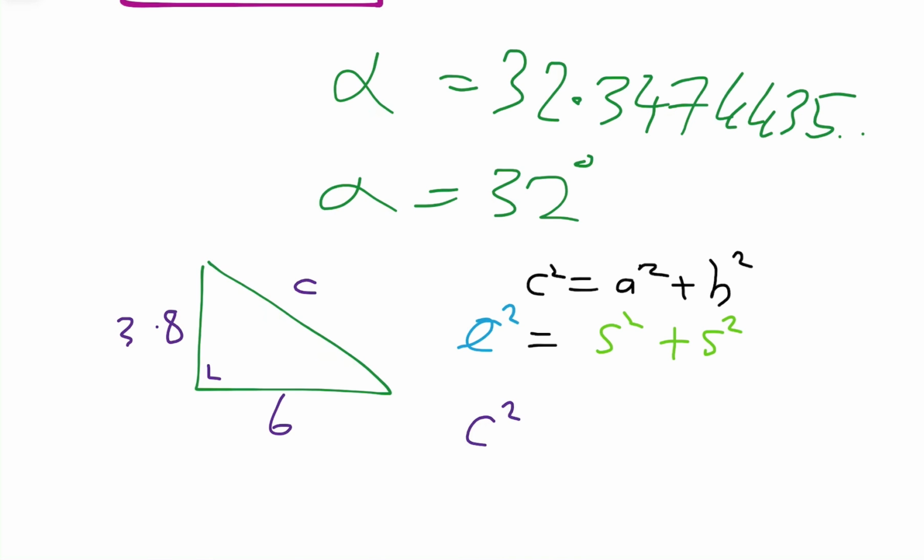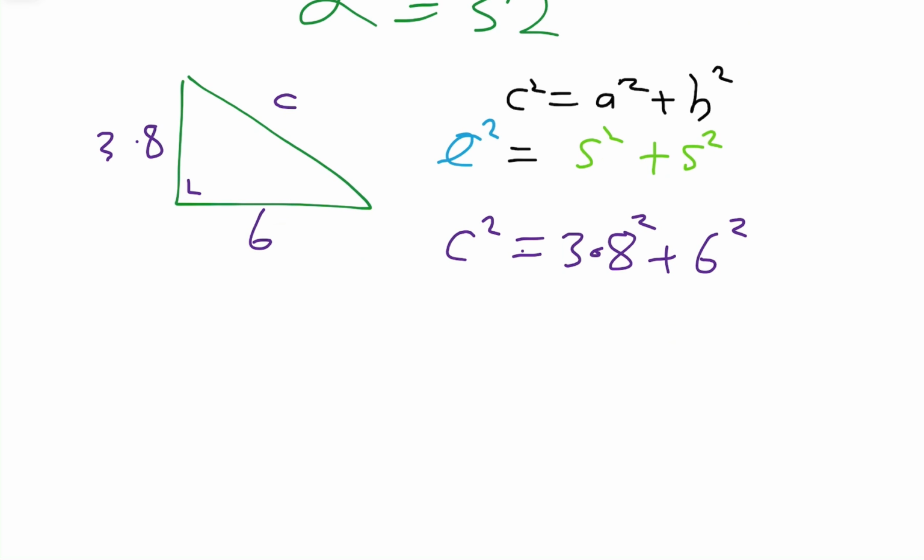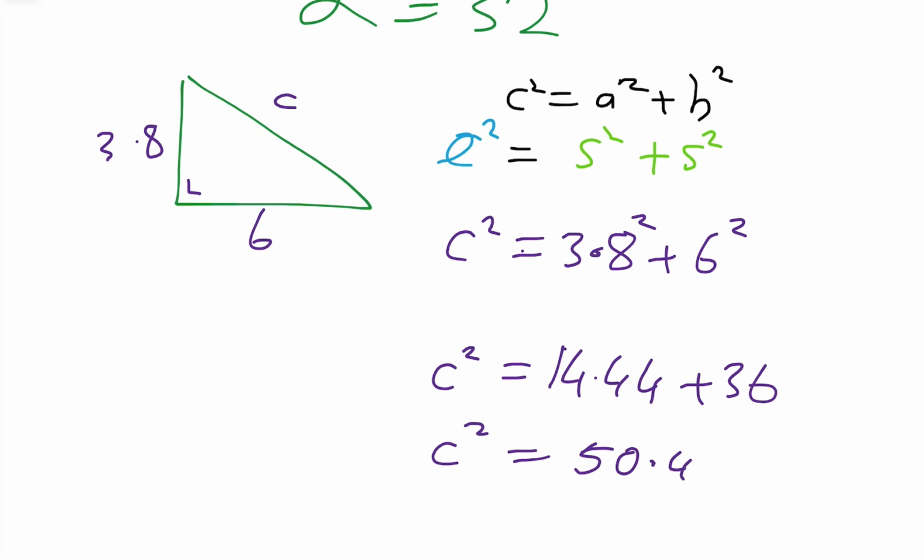So my c squared is going to be equal to 3.8 squared plus 6 squared. Now I just need to put those into the calculator. 3.8 squared is 14.44. 6 squared is 36. I'm going to add those together, and I'm getting 50.44. Now I don't want c squared, I want just c, so the square gets cancelled by a square root. We'll do it on both sides, of course.